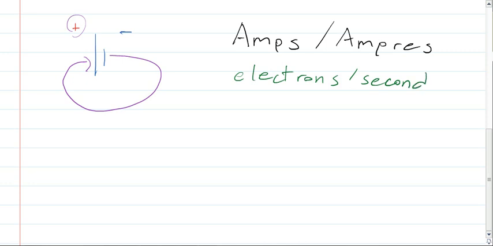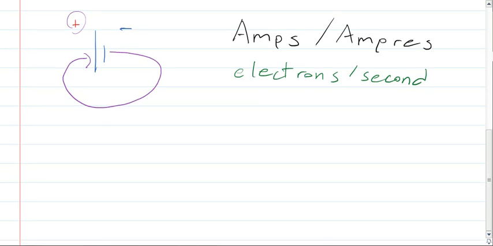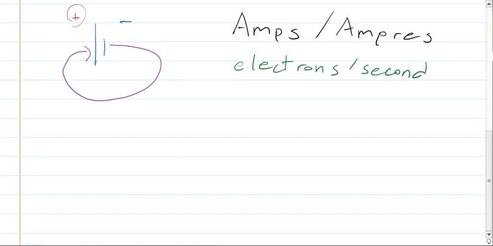This is a bit of a simplification because amps is really coulombs per second, but a coulomb is just a really large number of electrons. So electrons per second is basically what we're looking at. It's the speed that the electricity is moving in.